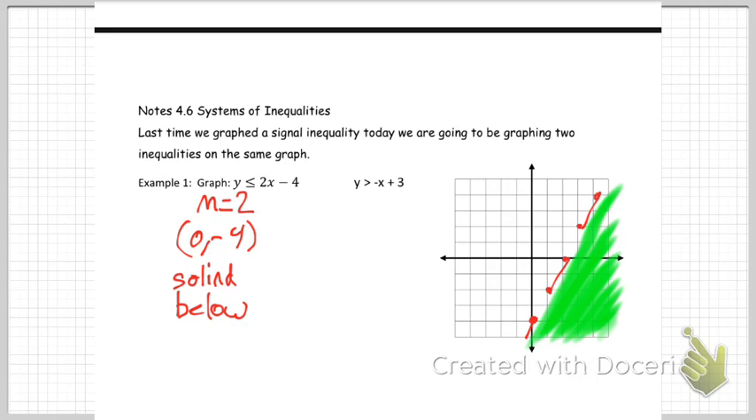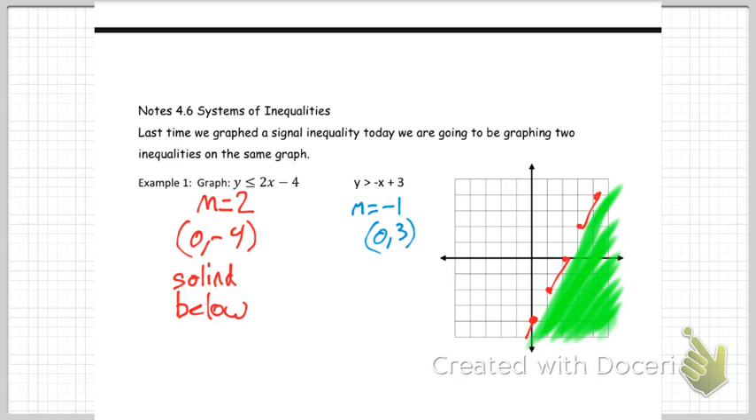Okay, next. Next one, I'm going to put on the same coordinate plane. Let me erase that. I'm going to use a different color. Let's go with blue. Alright, so my slope is -1. Sorry, -1. My y-intercept is (0, 3).